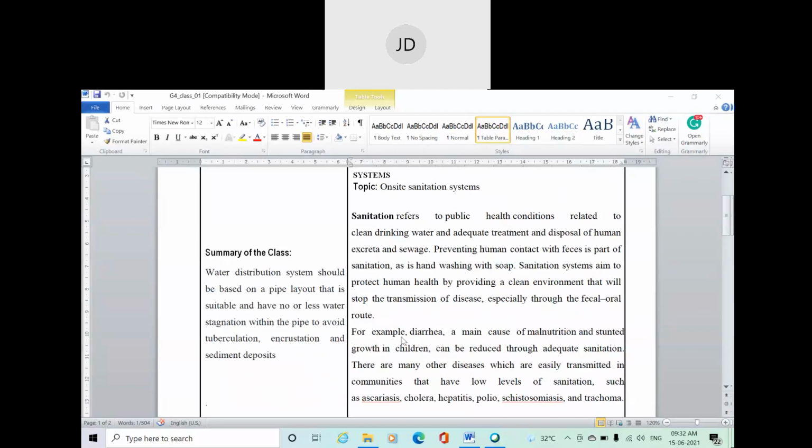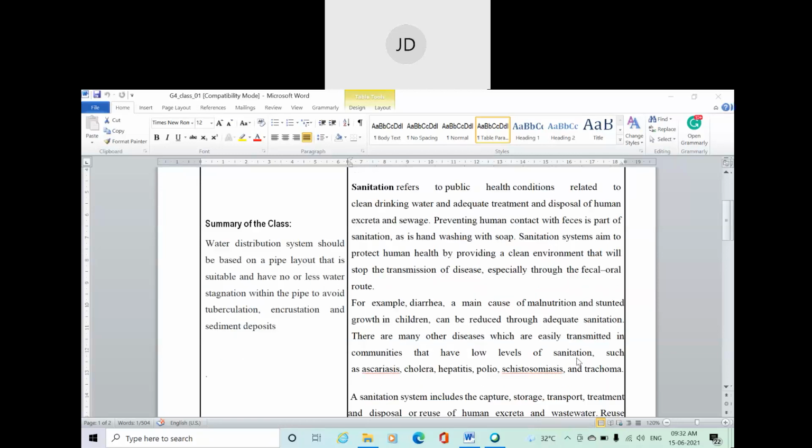Okay, so for example, diarrhea, a main cause of malnutrition. That means malnutrition means what? Insufficient nutrition and stunted growth in children. Stunted growth means slow growth in children. It is a kind of, you can say, the symptom of an unsanitation system, or the result of an unsanitation system. And this can be reduced through adequate sanitation.